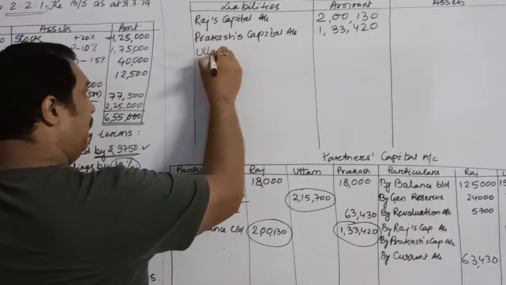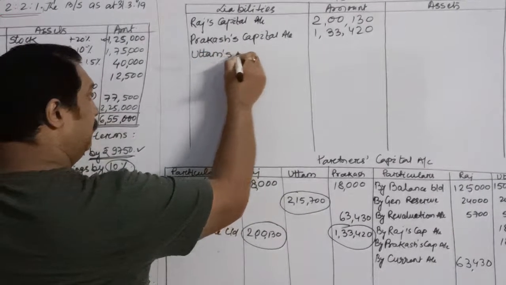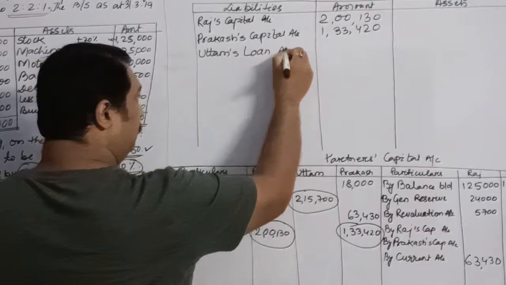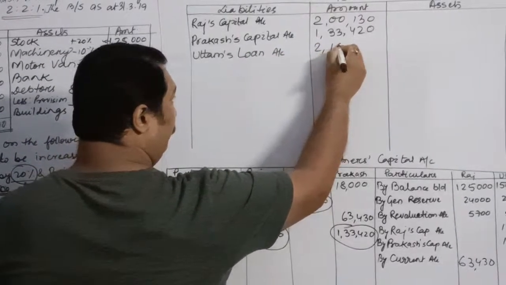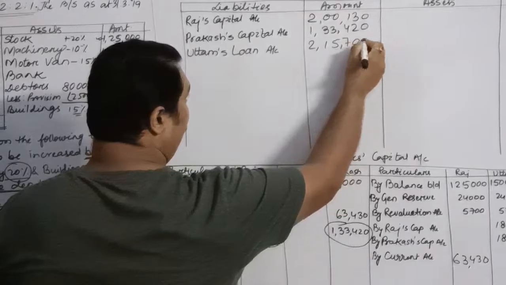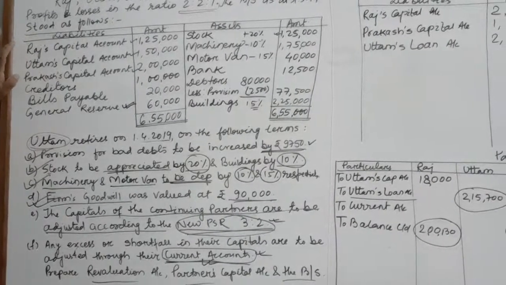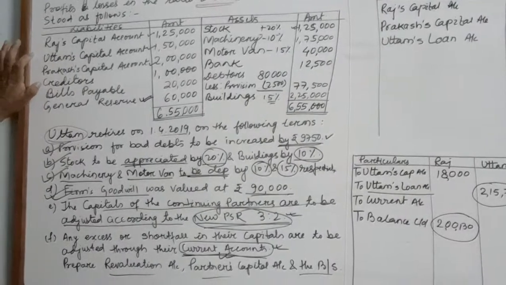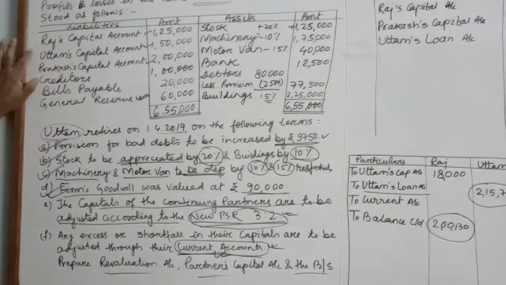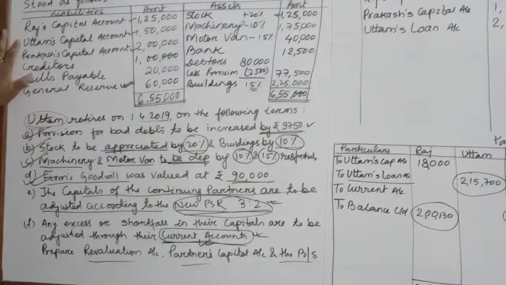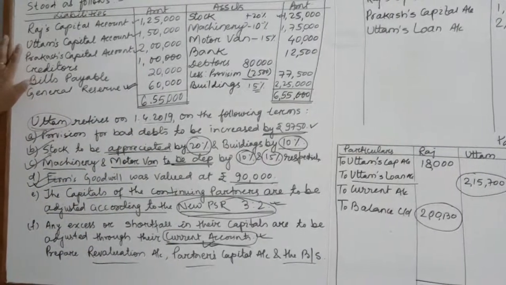So here I will write Uttam's loan account 2,15,700. So this is how we have done with the three items. Raj and Prakash are continuing. Uttam is retiring. He was not paid, so his capital has been converted to the loan account.